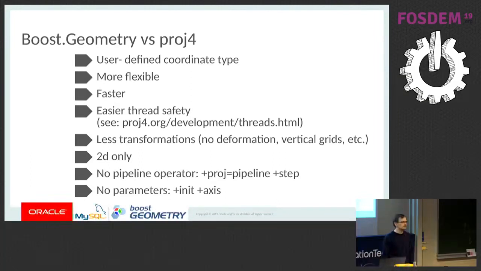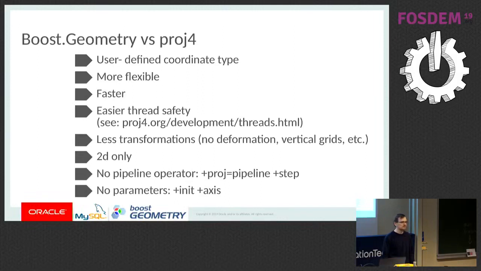Unfortunately, there are fewer features in Boost.Geometry. So if you need some less common stuff like geogrids or 3D transformations or the pipeline operator, then you'd have to use Proj 4. And in Boost.Geometry, there's also no init parameter and no axis parameter. I mean, they're not supported.